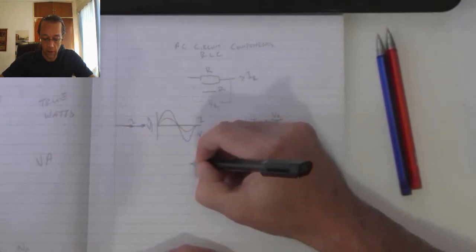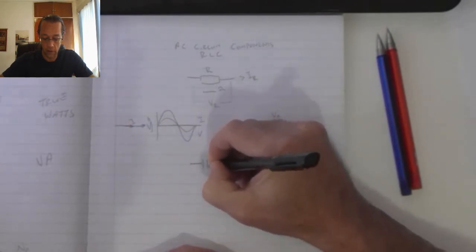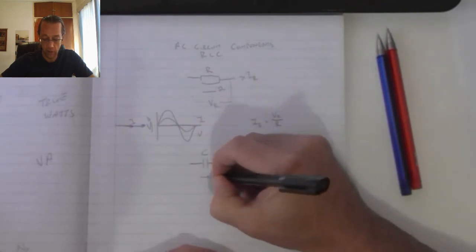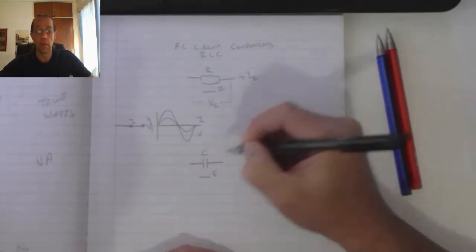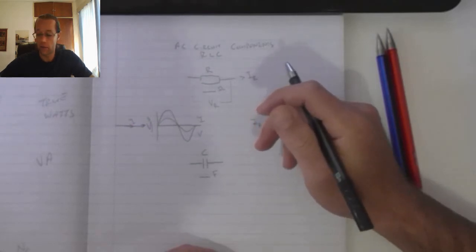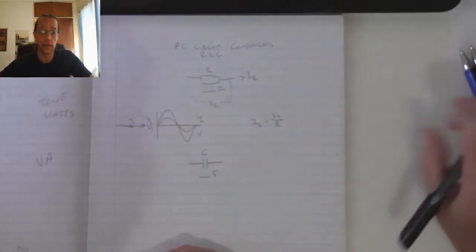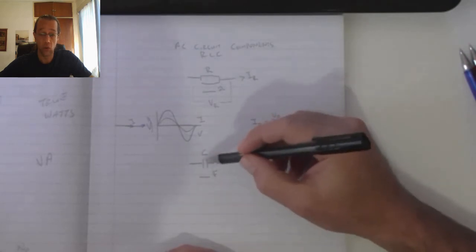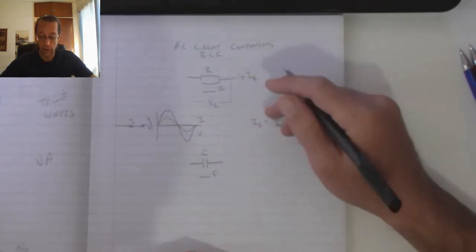Next component is the capacitor. The capacitor has a value which is represented in farads, usually millifarads or microfarads due to the small size. That farads is the ability of the capacitor to store a charge.